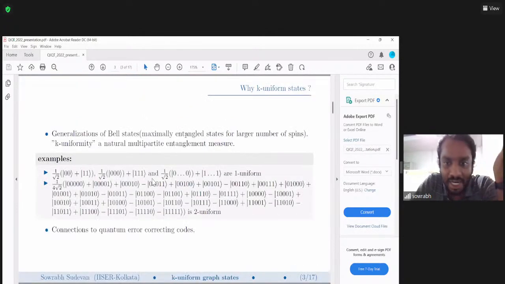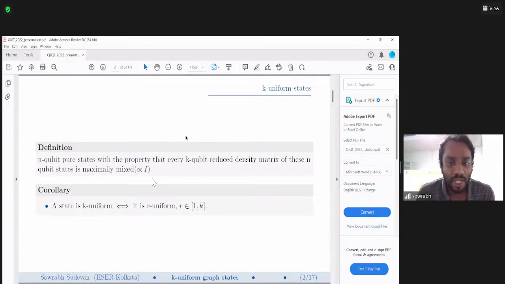Let me start with the definition of what a k-uniform state is. You take an n qubit pure state with the property that every k-qubit reduced density matrix of these n qubit states is maximally mixed. If you trace away n minus k qubits from this, the resulting density matrix will be maximally mixed. So it's like you are trying to maximize the bipartite entanglement across all bipartitions.